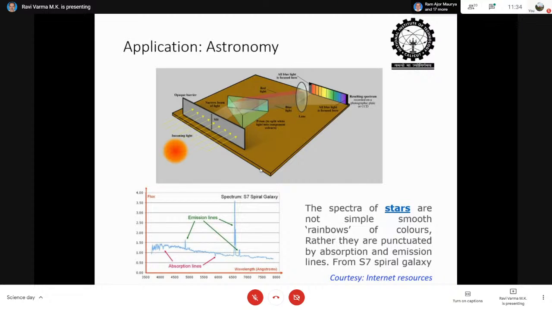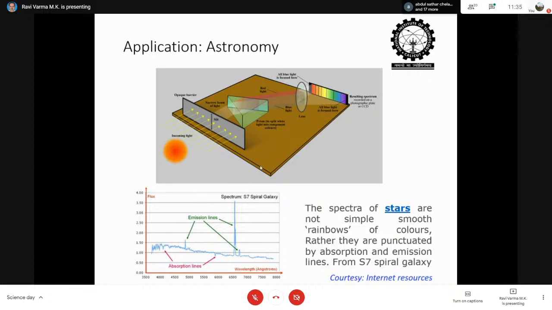So this is an application in astronomy. You look at very far away stars. So the light coming from the star, this is actually from an S7 spiral galaxy. The light coming from there, you can use a prism or a grating, and then you use a spectrograph, an array of detectors, and you get a spectrum.